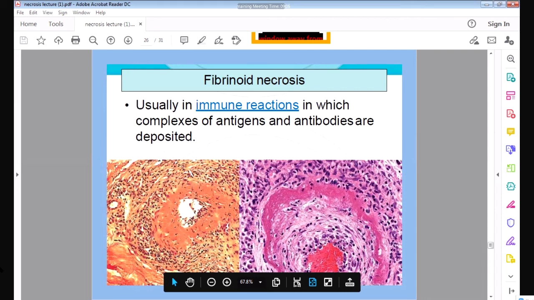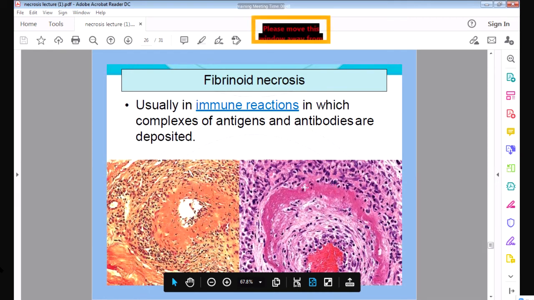Here also you can see this is the lumen, and this is the blood. You can see these are the RBCs. This is the blood in the lumen, and this is the wall of the blood vessel. So what will happen in the wall? This pink material is deposited. You can see this pink material which is deposited. It is due to immune reaction, and this is the fibrinoid necrosis.